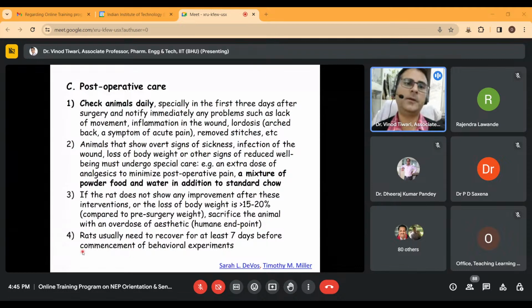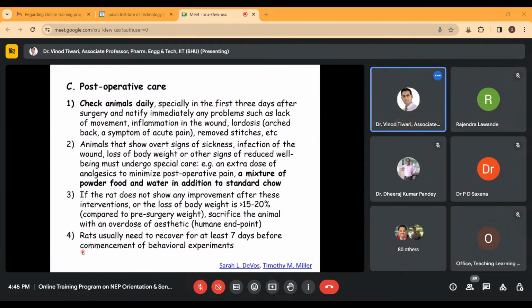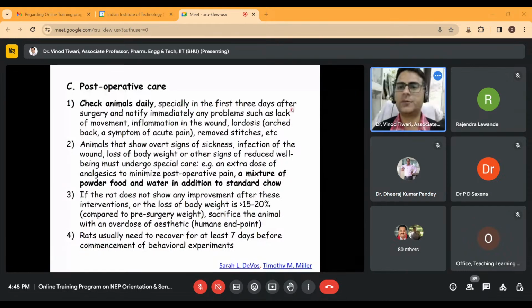And then it is very, very important that once you are done with the surgery, you have to provide them very good post-operative care, at least for a couple of days till they are recovered from the signs of surgery. So daily you have to check your animals, especially in the first 3 days after surgery, and then notify immediately if there are any problems with these animals, such as lack of movement. If you have accidentally done a lot of brain damage, in that case their motor function will be impaired. They won't be able to walk in their home cage properly.